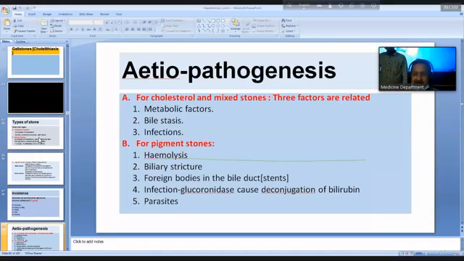There is a relation of multiple different categories for the formation of the cholesterol and mixed stone, and for the formation of the pigment stone. For cholesterol and mixed stone, etiopathogenesis is similar, and for formation of the pigment stone, etiopathogenesis is different from that of the cholesterol and mixed stone. So for cholesterol and mixed stone, three factors are related: metabolic factors, bile stasis, and infection.